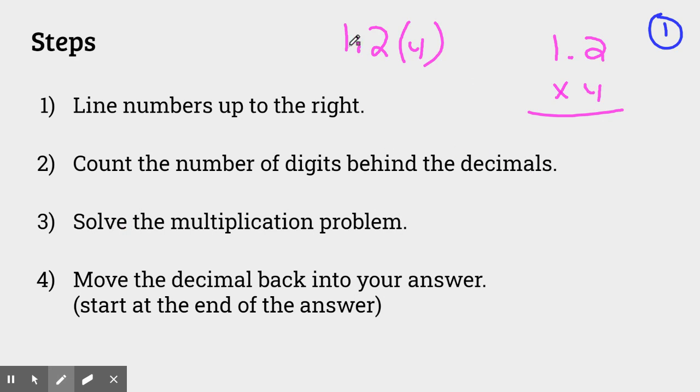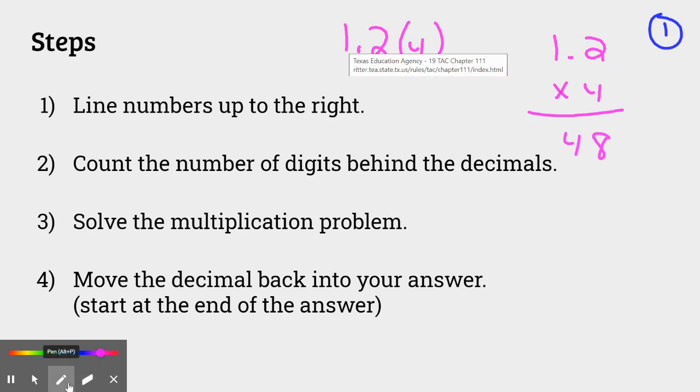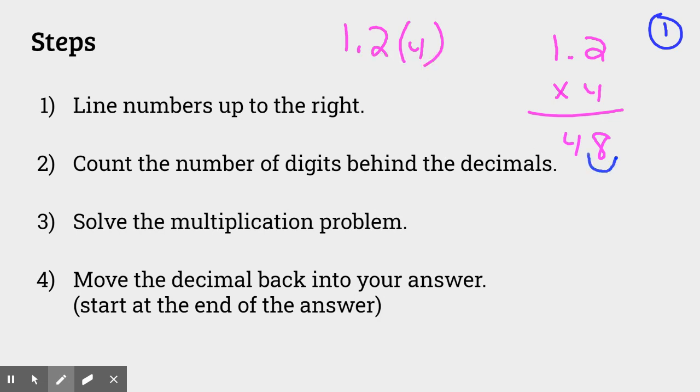Now I can solve. So 2 times 4 gives me 8. 1 times 4 gives me 4. Then, step 4, move the decimal back into your answer. Currently my decimal is over here. I need to move it one spot, which is why I have that reminder. So I get 4.8 as my answer.